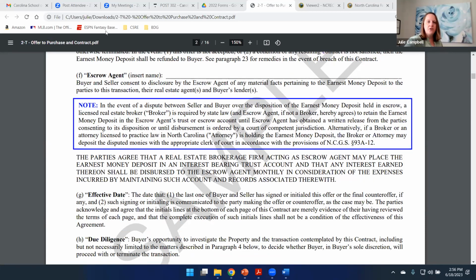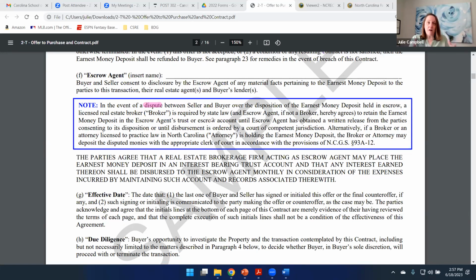We have a blue note talking about disputes. So before we look at this, let's talk about when earnest money might be in dispute. We all know what this contract says. If we terminate within due diligence, the seller keeps the due diligence fee, the buyer gets their earnest money back. If we terminate after due diligence, the seller gets both. We're going to spell all that out in the contract.